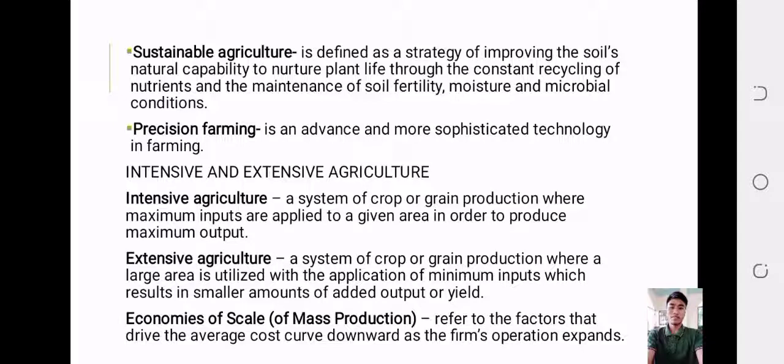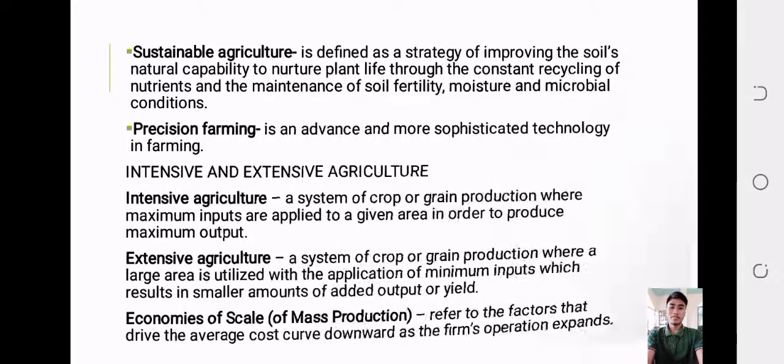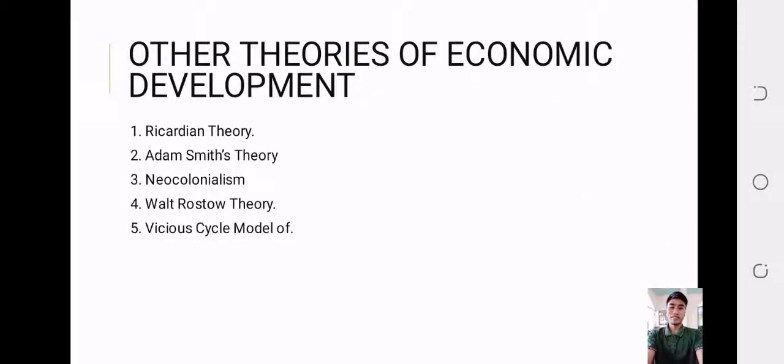Economies of scale of mass production refer to the factor that drives the average cost curve downward as the firm's operation expands. Other theories of economic development: Ricardian theory, Adam Smith theory, neocolonialism, dual economy theory, vicious cycle models.